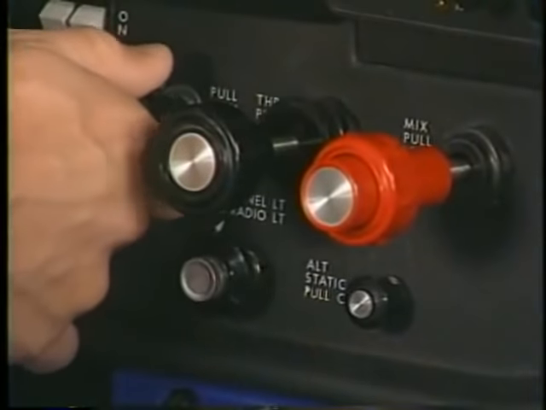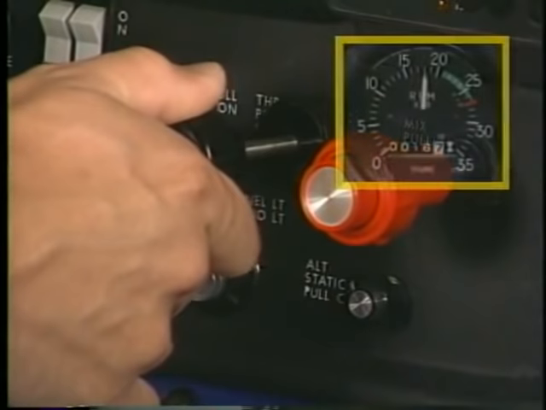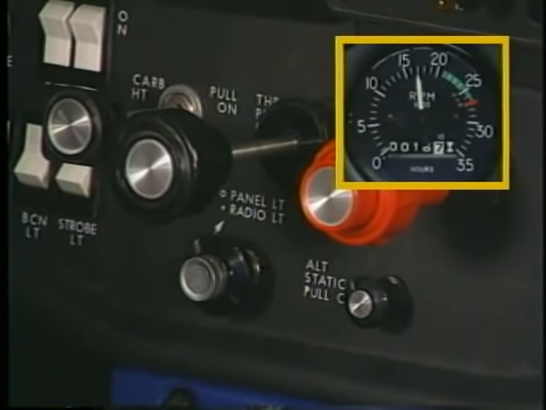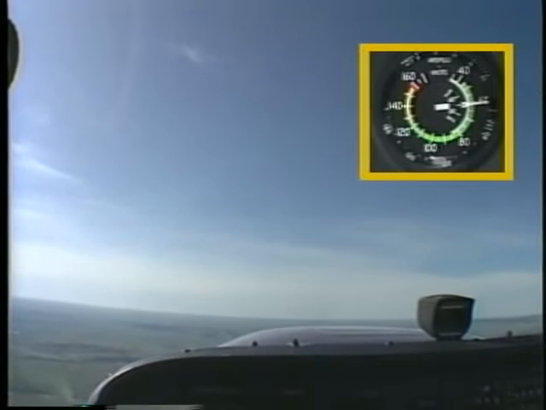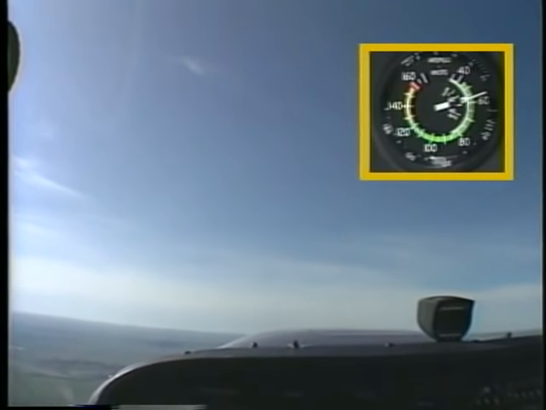To transition from cruise flight, first apply carburetor heat and then reduce the power to several hundred RPM below that used to maintain cruise altitude. Remember, as you decrease the airspeed, you must also increase the angle of attack to maintain altitude. During this time, use trim to remove control pressures.